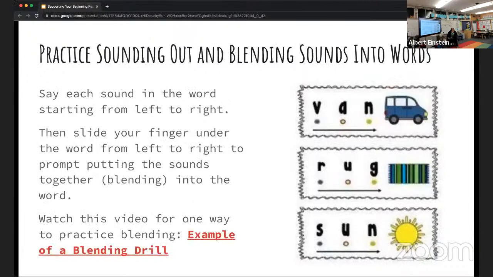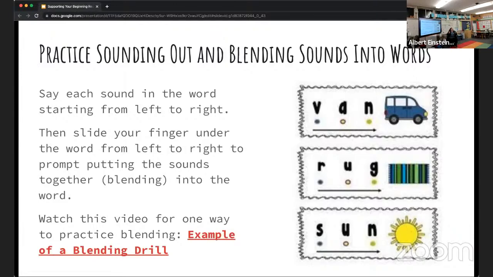I feel like I'm speeding up now because it's taking longer than I thought. And then you can practice sounding out and blending the sounds into words. So, when your kids are first learning, it's really good to give them a little picture, because they're working on getting it. They're working on getting it.